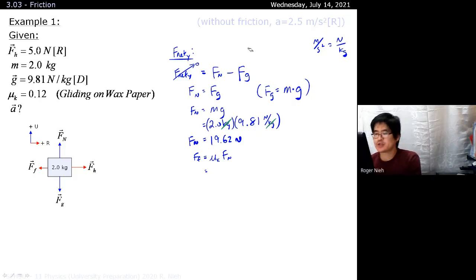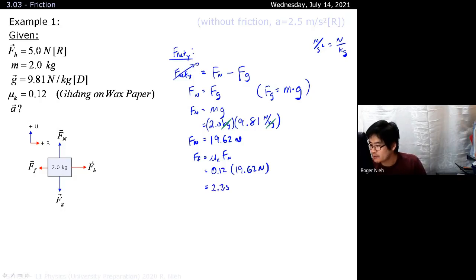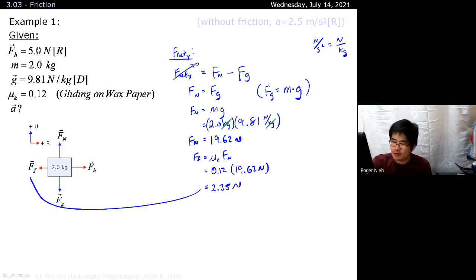Force of friction is equal to mu k, which is 0.12, times your normal force that we just solved for, 19.62 newtons. For this, I'll need a calculator. Can't do that in my head. And we get 2.35 newtons. Remember, this is the value attributed to the force of friction over here.